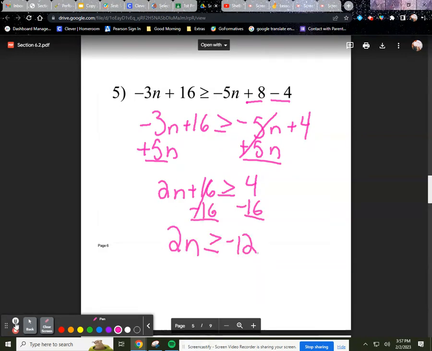We subtract 16 on both sides. We'll get 2n is greater than or equal to -12. Then we have to divide 2 on both sides. Notice we didn't have to flip for this one. We divided by a +2. Our solution is n is greater than or equal to -6.